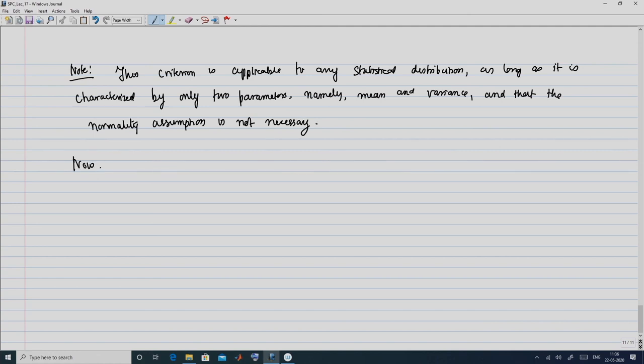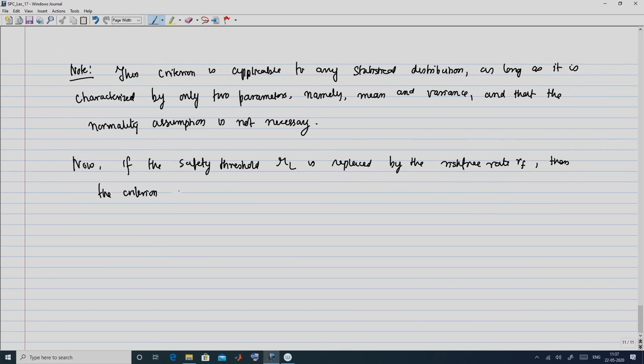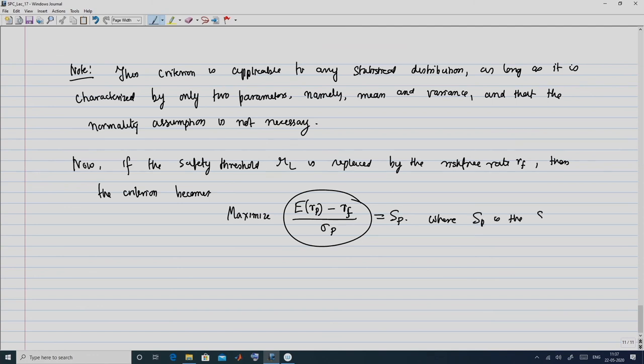I want to conclude with one last observation, considering a particular case of the safety threshold RL being replaced by the risk-free rate RF. Then the criterion becomes maximization of (E(RP) minus RL) over sigma P. Now the RL becomes RF. And what is this? This is equal to SP, where SP is the Sharpe ratio.